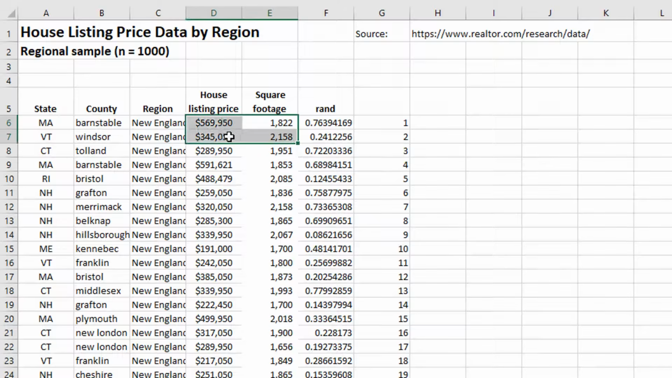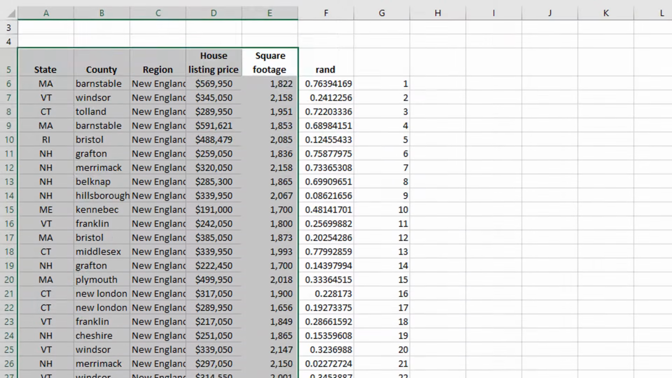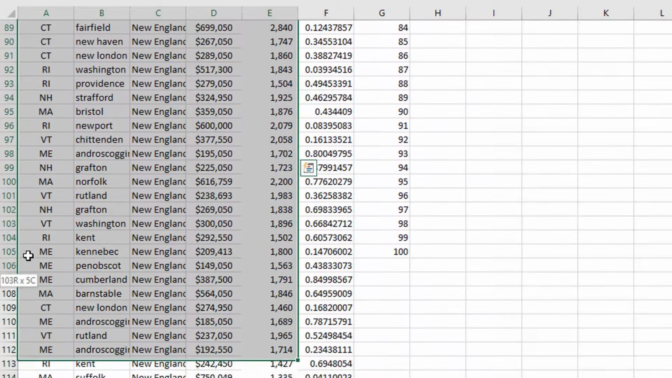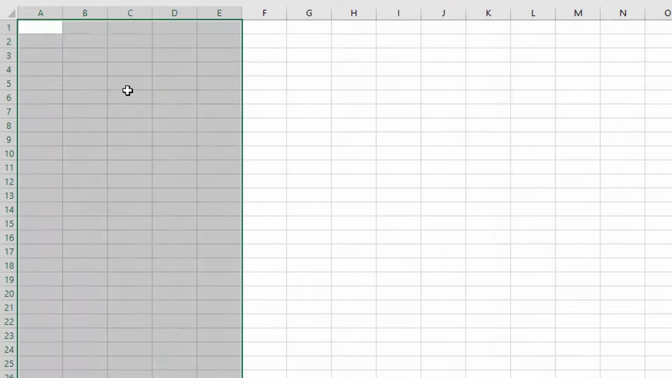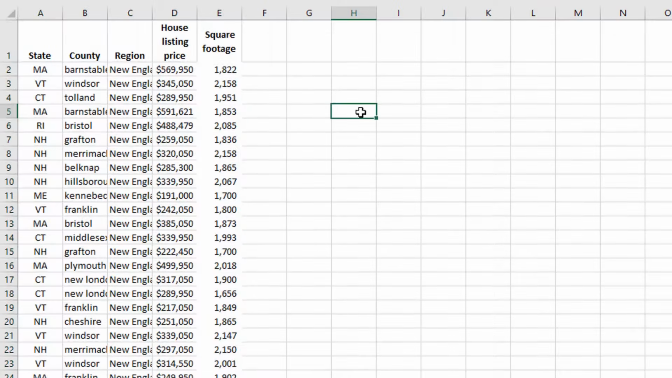I'm going to copy. Really, I just care about this stuff. I'm going to take these columns, copy that, go to my sample, paste it here, and I'm going to continue to do my analysis all in this.